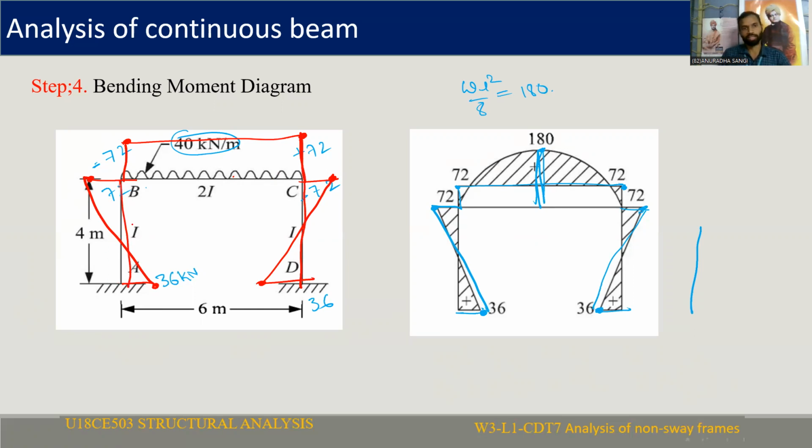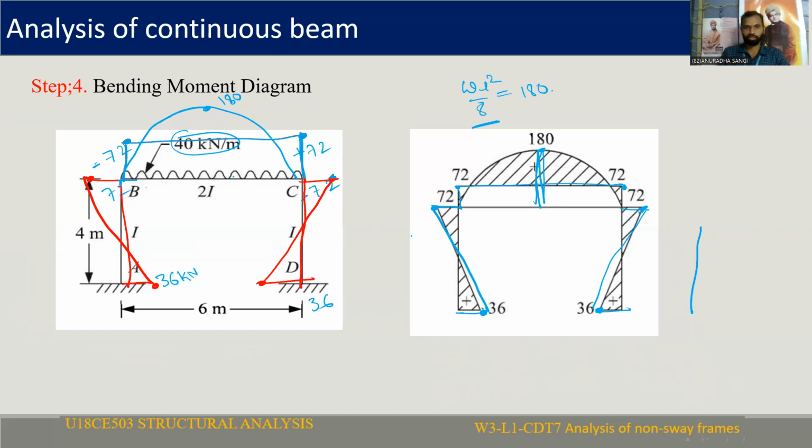Now we need to draw the sagging bending moment, which is due to the applied load. The applied load is a uniform distributed load. For a uniform distributed load, the bending moment variation is parabolic. The maximum ordinate can be calculated with the WL square by 8 formula, so here the maximum ordinate is 180. Locate the 180 ordinate and join these two points by a parabola. So this is the parabolic variation, and this is the bending moment diagram.